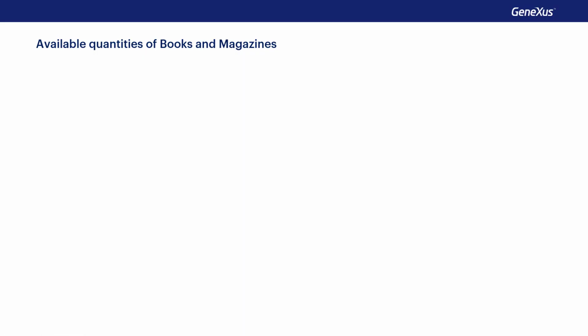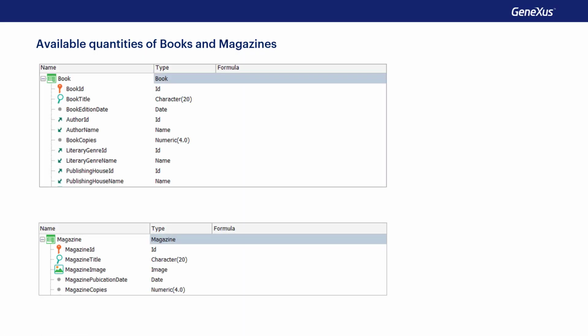Another necessary requirement is to know the availability of books or magazines in high demand. We know the number of copies purchased by the library for each book and magazine, but we don't know how many are still available. Can we obtain these values in a simple way and based on the transaction design? If in the book transaction we define a new attribute, book on loan quantity, we can calculate the number of copies borrowed and therefore know the number of copies available.